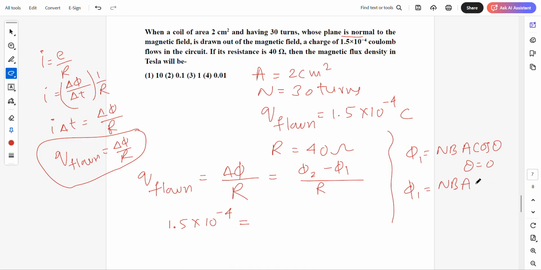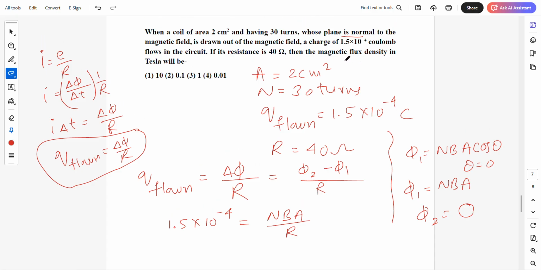Okay, phi 1 is equal to NBA ಆಗುತ್ತೆ. Right, NBA. How much is phi 2? Phi 2 is drawn out of the magnetic field. Out of the magnetic field, phi 2 ಎಷ್ಟಾಗುತ್ತೆ? 0 ಆಗುತ್ತೆ. Okay, if I take the magnitude of this one, what I'm going to get? The magnitude of this one will be NBA by R ಬರುತ್ತೆ. Right, okay, NBA by R.